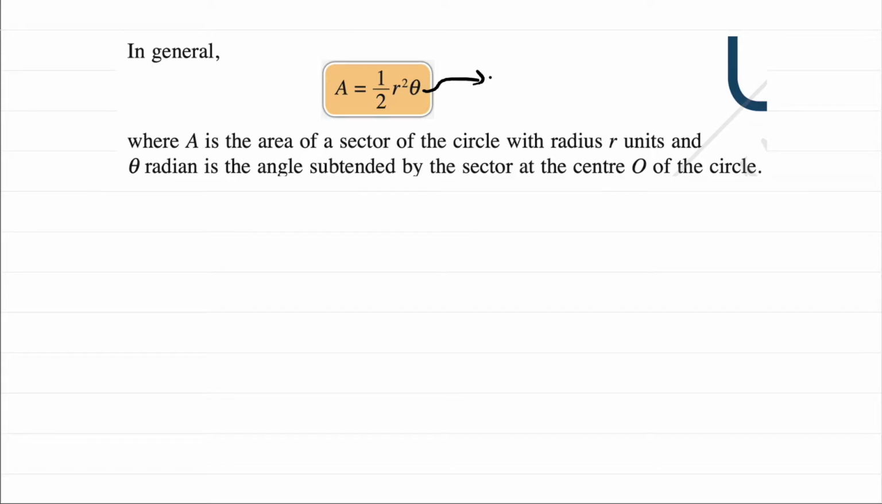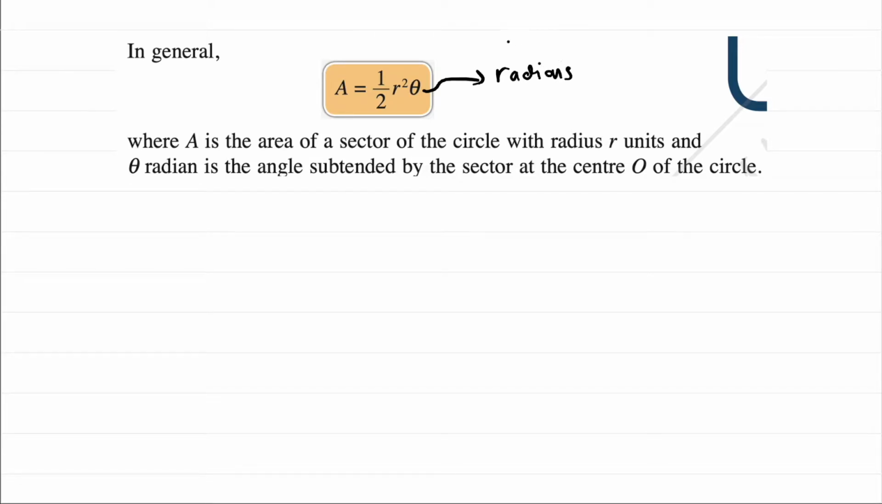So whenever you see the question, you look at the angle first. If the angle is in radian, then it's fine. But if the angle is in degree, please change it to radian first. Please convert it to radian first. So this one must be in radian.